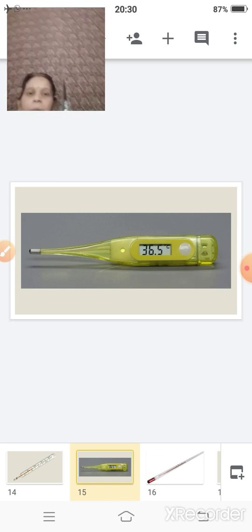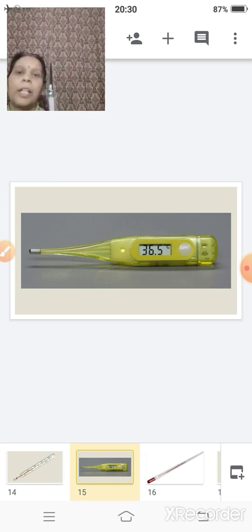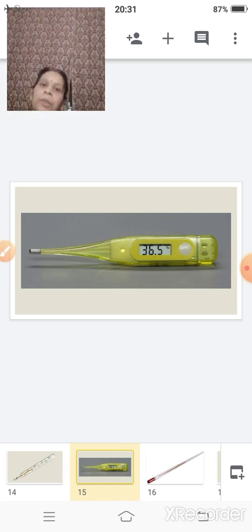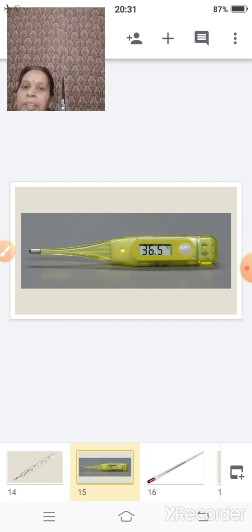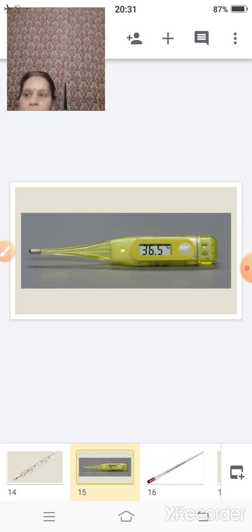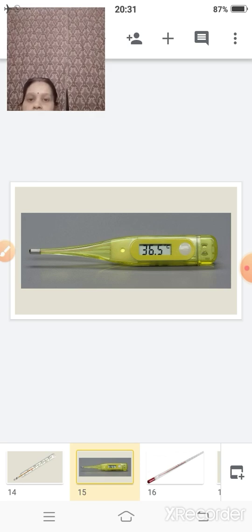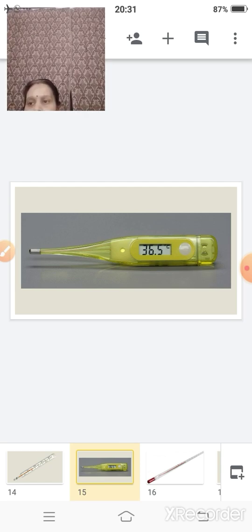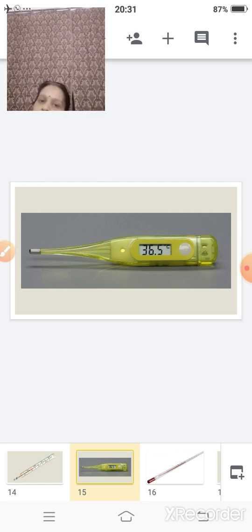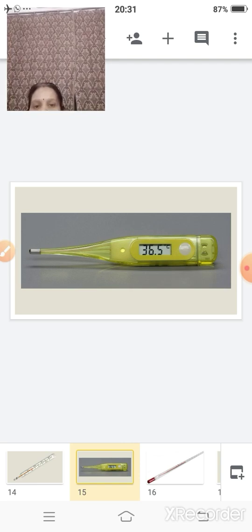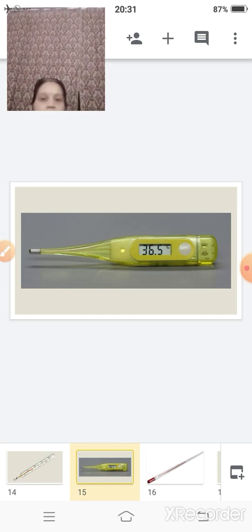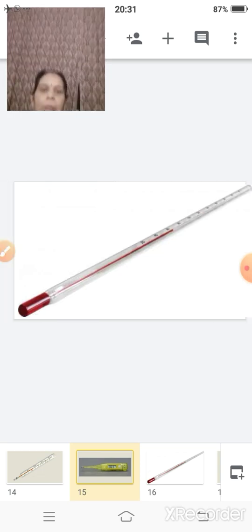This is your second thermometer, which is nowadays very common, and it is your digital thermometer. Since mercury is very harmful, it is very toxic in nature, nowadays you will widely find this type of thermometer everywhere because it does not contain any mercury. It has a plastic body and it is very easy to use as it provides us with an accurate reading in the form of a digital display. That is why the name given to this type of thermometer is digital thermometer.